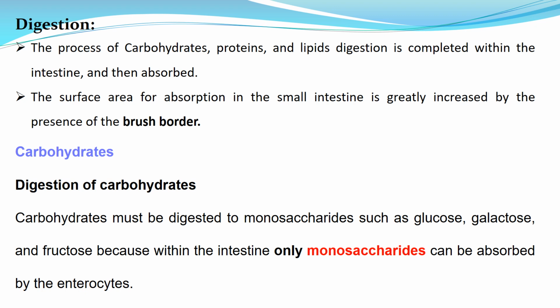So the complex carbohydrate molecules should be converted into what? Into monosaccharides. Even if it is a disaccharide, it should be converted into what? Into monosaccharides. Polysaccharides again should be converted into monosaccharides. Otherwise, the carbohydrate is unabsorbable.